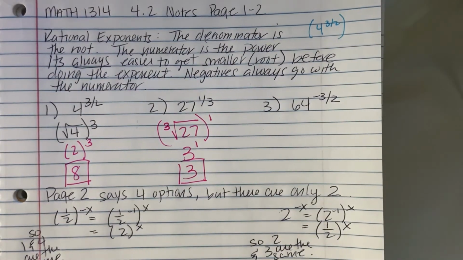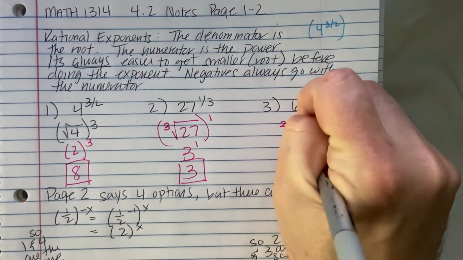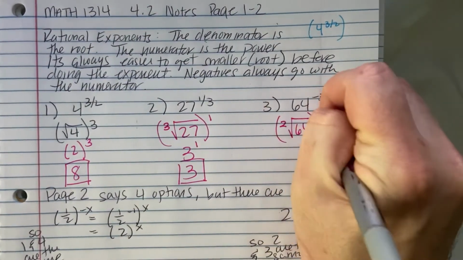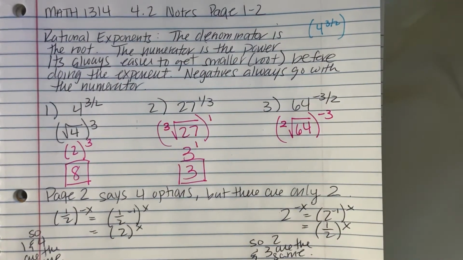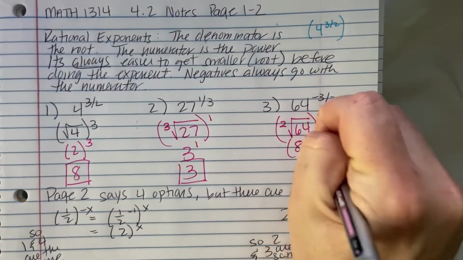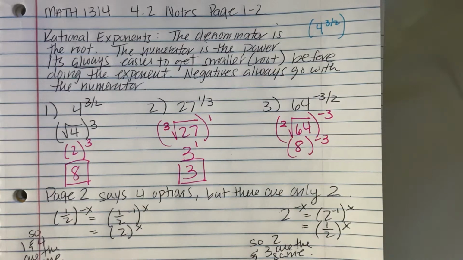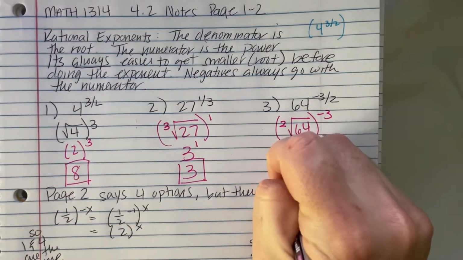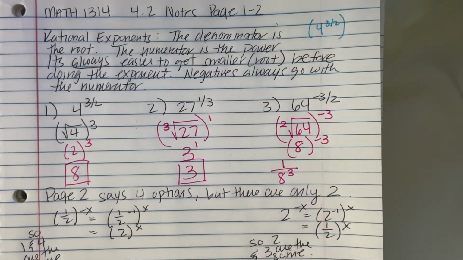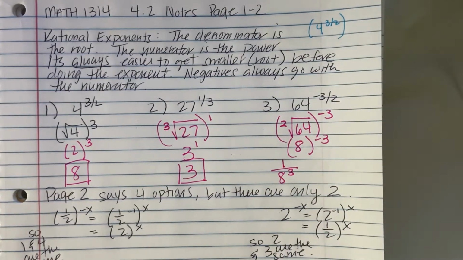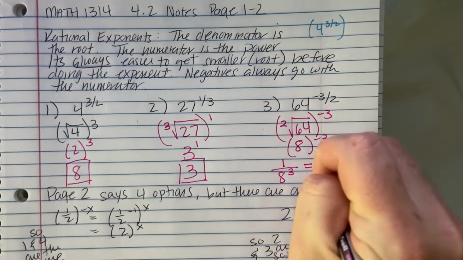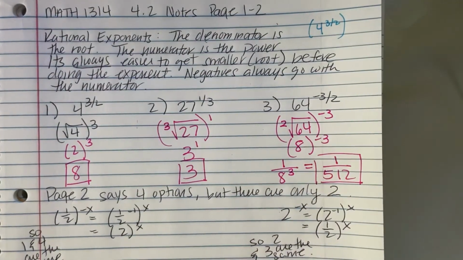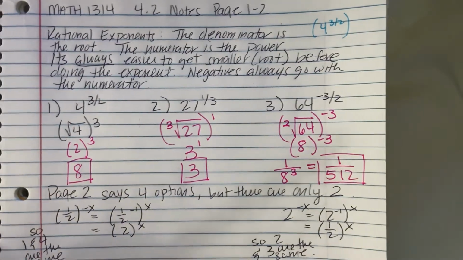Okay, 64 to the -3/2. So again, this is the square root of 64 to the -3rd. To reiterate, the negative always goes on the outside with the numerator power. The square root of 64 is 8. Now, how do we deal with negative powers? So when we're trying to do 8 to the -3rd, that is the same as 1 over 8 to the +3rd. It doesn't make it negative, it turns it into a fraction, 1 divided by. So 1 divided by 8 cubed is 512, so this is 1 over 512. So these are all important things to know when you're doing your homework.